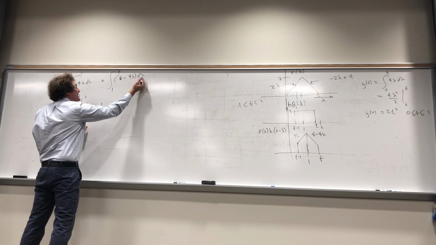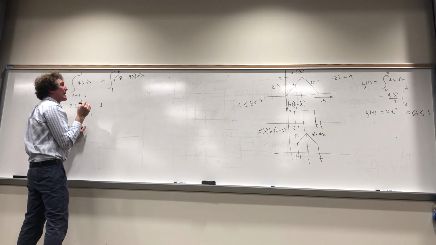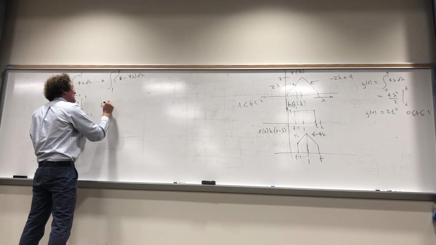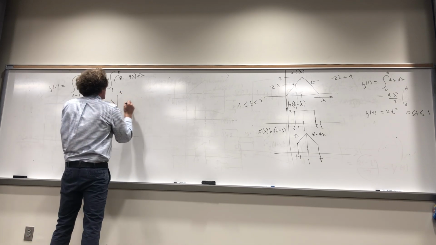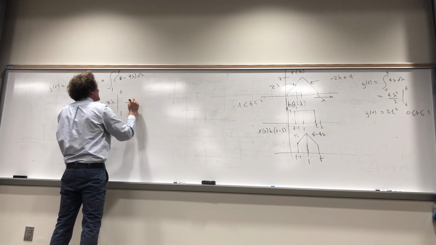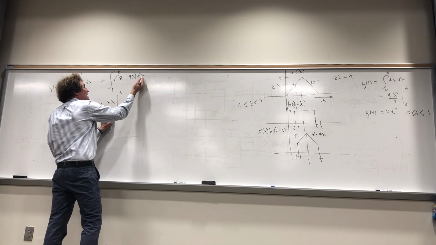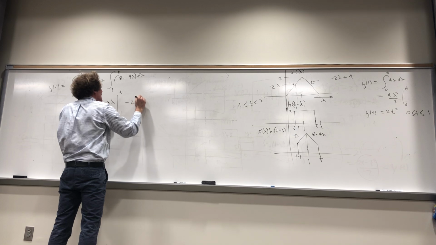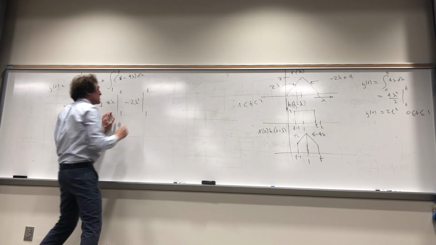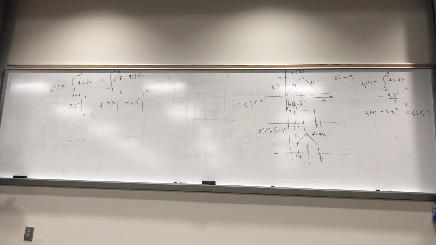When I take 8 d lambda, I get 8 lambda, right? So it's plus 8 lambda evaluated between 1 and t. And then it's going to be minus, and here we get the minus 4 lambda d lambda is minus 2 lambda squared, right? And it's evaluated from 1 to t. Do you all see this? I'm just writing down piece by piece, so get used to that for a while.